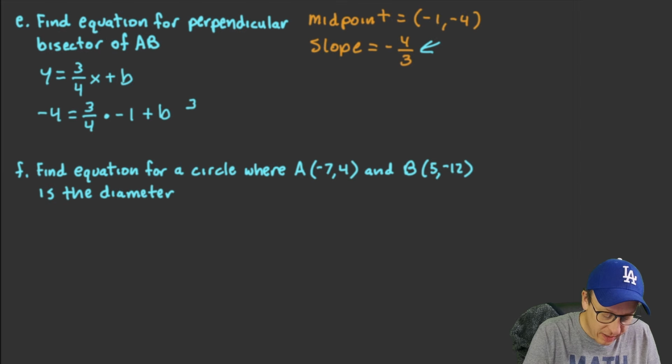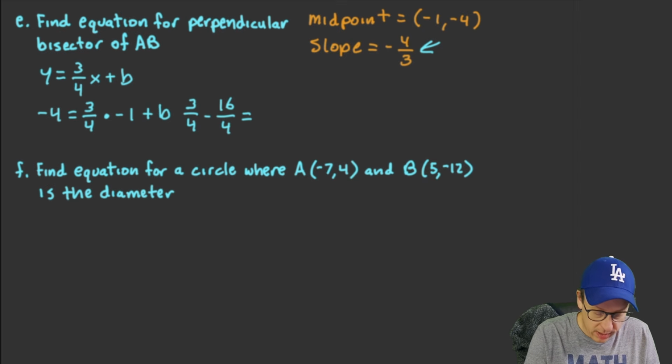Okay, now to find the value for b, we take 3/4 minus 16 over 4, which is equal to, the final value for b is going to be equal to -13 over 4. Okay, that's what b's value is.